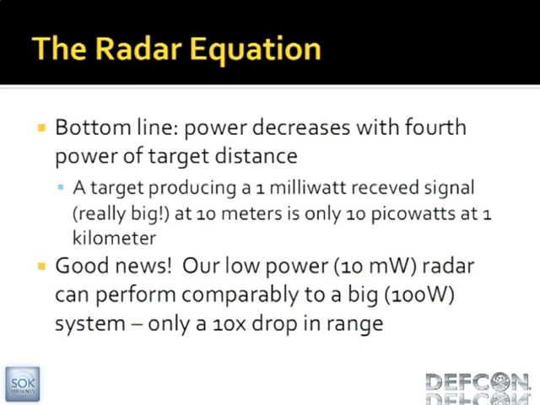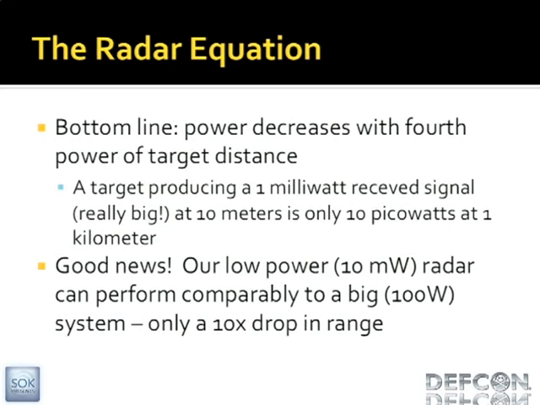So if you move by a factor of 10 away, my example here is if you receive a signal of 1 milliwatt at 10 meters, at a kilometer that's 10 picowatts. It's really tiny. That sounds kind of bad because it does severely limit your range, but at the same time, this system right here that I'm going to show uses about 10 milliwatts of transmit power. That's only 10 times worse than a 100-watt radar, which would be like the size of a car. So you can get a lot of performance with these low-cost, simple systems.